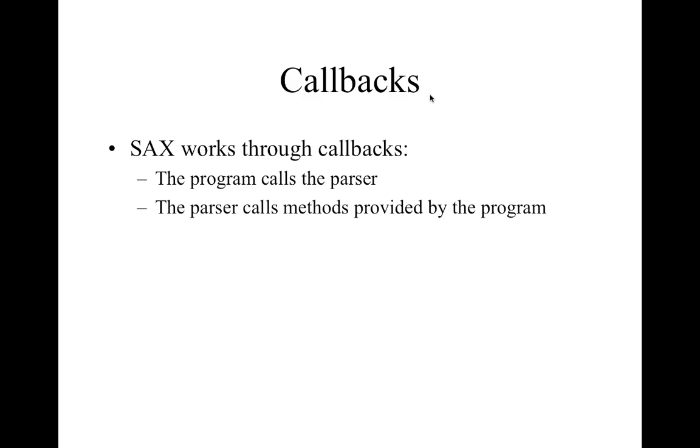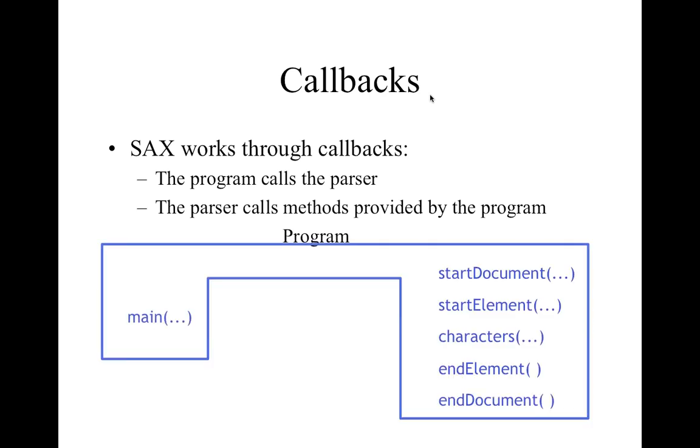Okay. Then callbacks. SAX works through callbacks. That means the parser calls the methods provided by the program. So it's like a callback, back and forth. So that means, okay, the main method starts, then start of document, start element, characters, end element, and end document. That means you invoke all these methods on the right-hand side and come back to the main method. So that's like a callback. The moment you call the parse method, you're going to do a bunch of these things. That is what they're talking about.